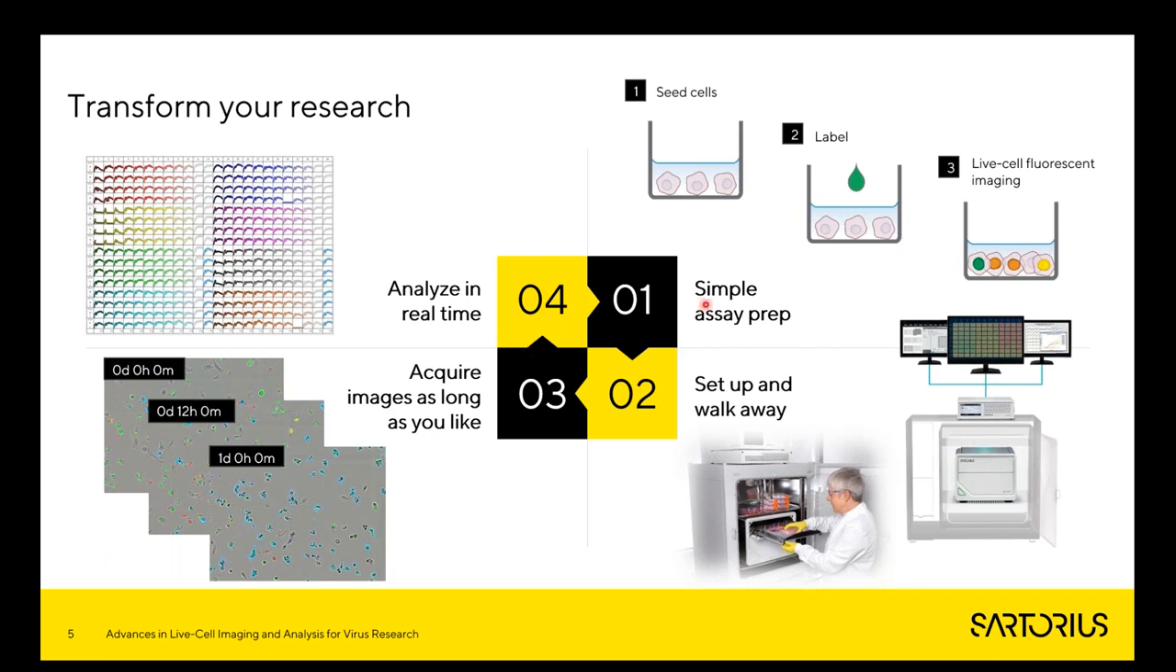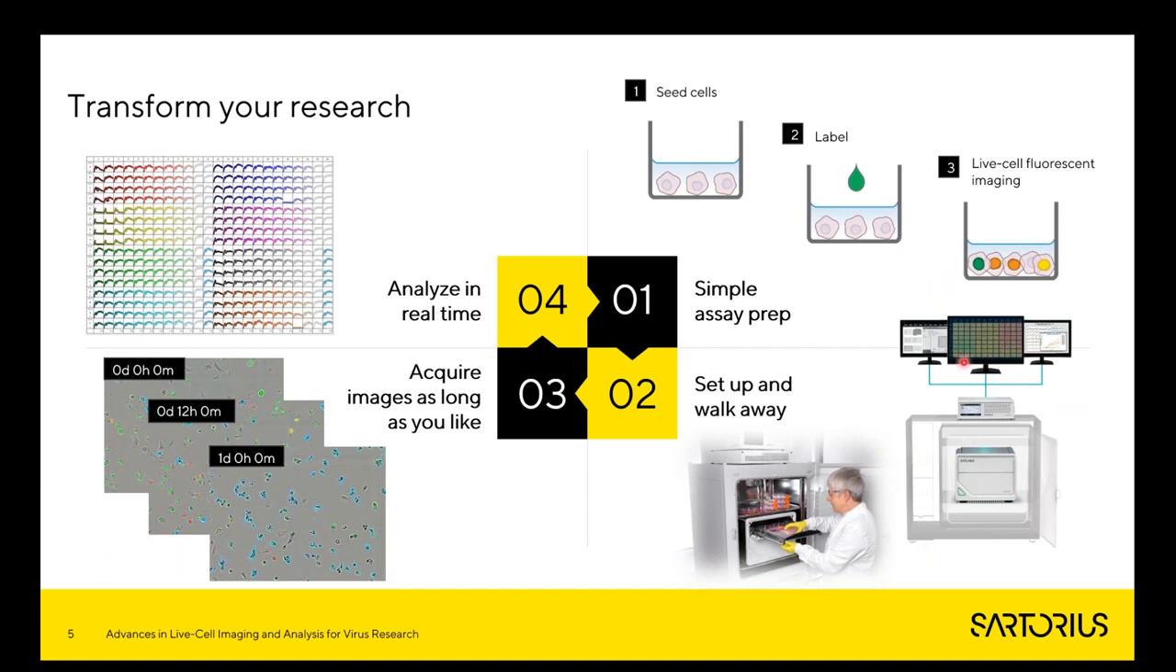So the Incucyte supports a very large number of different types of applications, and some of these applications mostly rely on a single, very easy assay prep using a non-perturbing mix and read type of reagent to essentially label the cells and then to perform live cell fluorescent imaging.